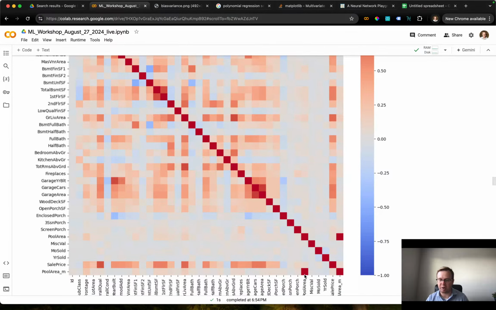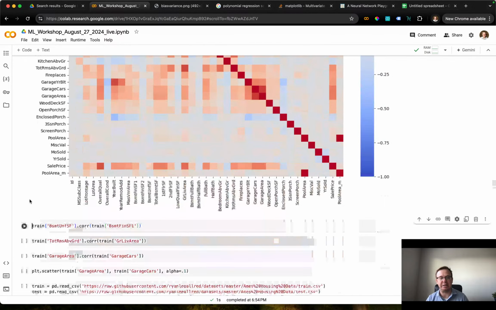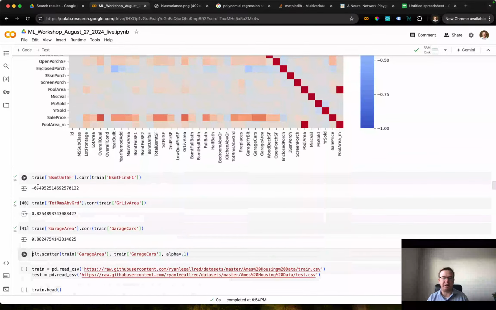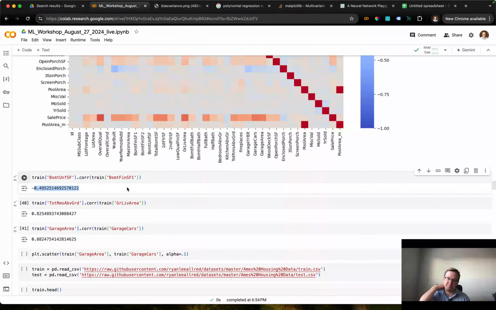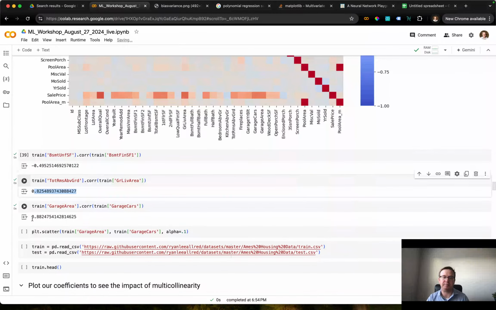so dark red here, pool area is perfectly correlated with pool area M. That's some really bad perfect multicollinearity. In fact, it's so bad the model's probably going to catch that for us because its correlation is exactly 1. But we have some other high-ish correlations. This is the highest negative correlation. It's around -1/2, which is actually not that high. But the positive correlations are much bigger.